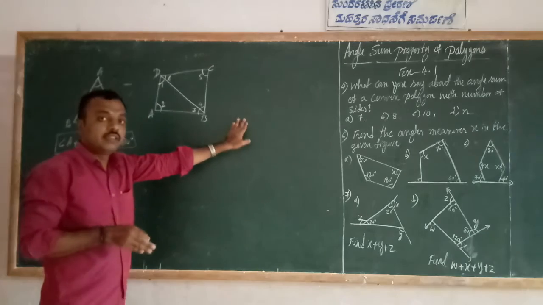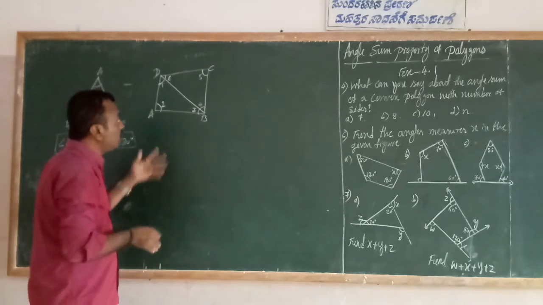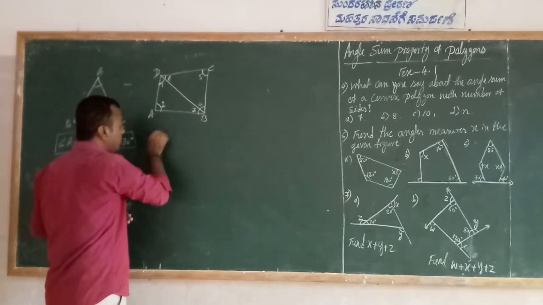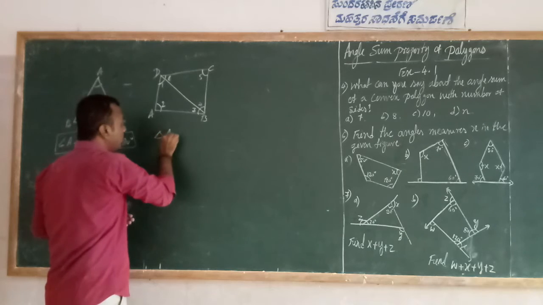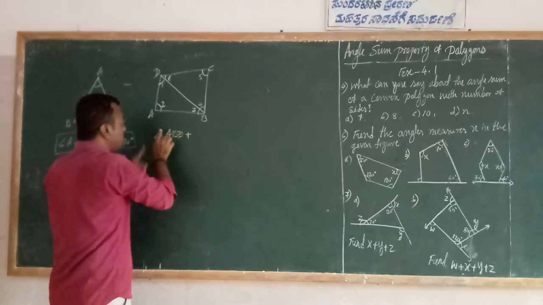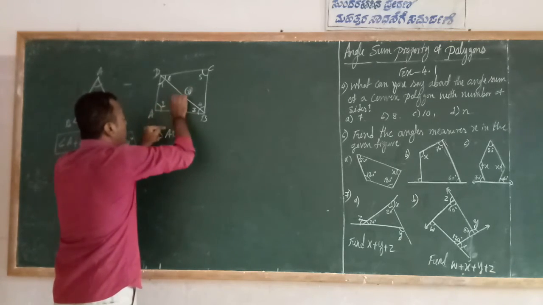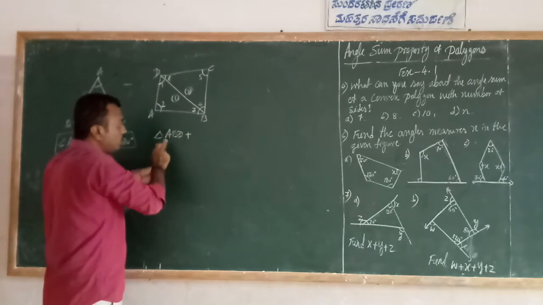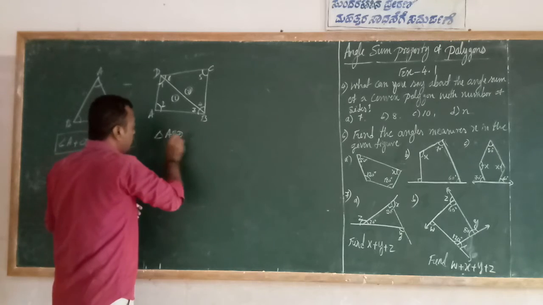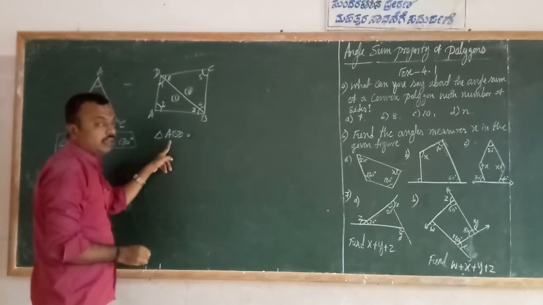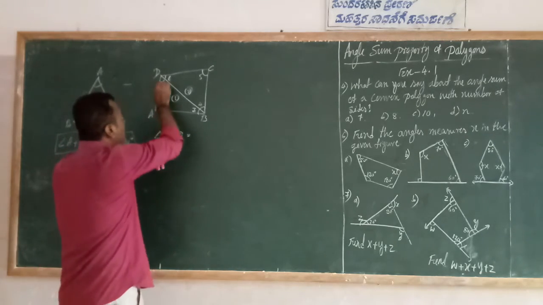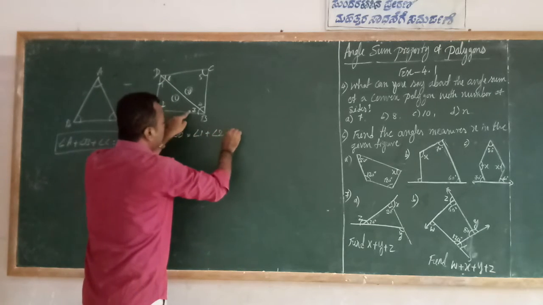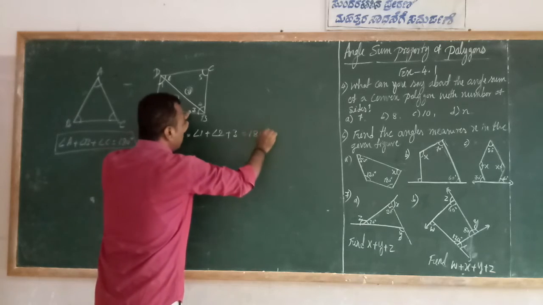We already learned this in the 7th standard. See how it will come. Very simple, students. Triangle ABD plus triangle BCD, triangles 1 and 2, the two triangles are there. Each has its angle sum property. The interior angles of triangle ABD, what are they? Angle 1 plus angle 2 plus angle 3 is equal to 180 degrees. Call it number 1.